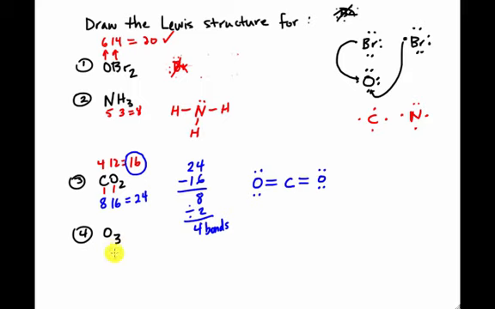All right, let's just take a look at ozone. Ozone has 3 oxygens. Each one has 6 valence electrons, so that's 18 valence electrons. For stability each needs 8, and there's 3 of them, so that's 24. So what I'm going to do is calculate the number of bonding electrons. 24 minus 18 is going to give me 6. Divide that by 2, that's going to be 3 bonds.